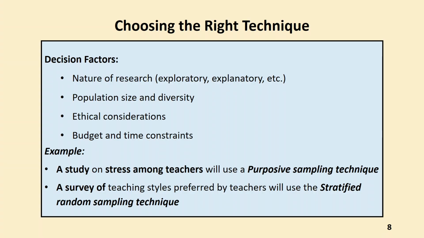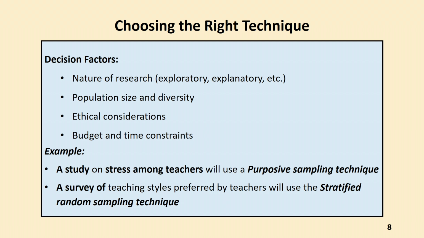Second is a survey of teaching style preferred by teachers. We'll use the stratified random sampling technique. Whatever you are doing in the form of a survey, for example, when you are going to do a survey over teaching style preferred by teachers while teaching, definitely there will be different kinds of strata that you can make, science teacher, English teacher, maths teacher, and among that strata you are going to select some sample out of it, and that will give you the exact data that you are trying to inquire.